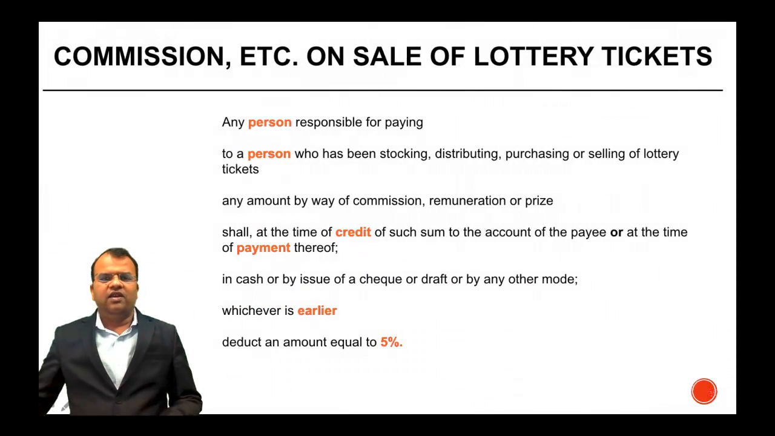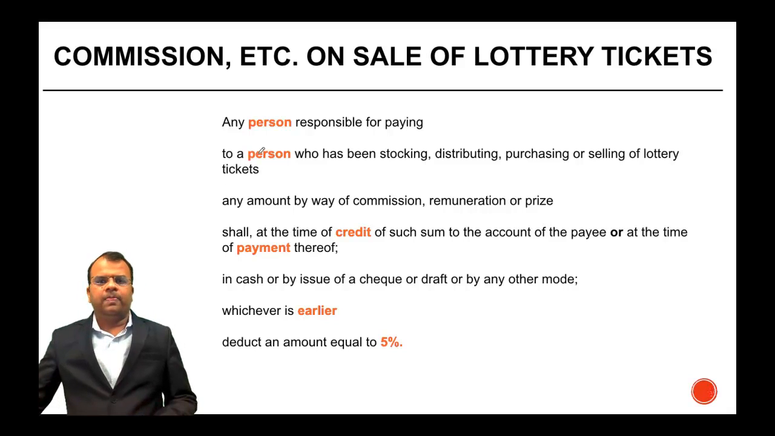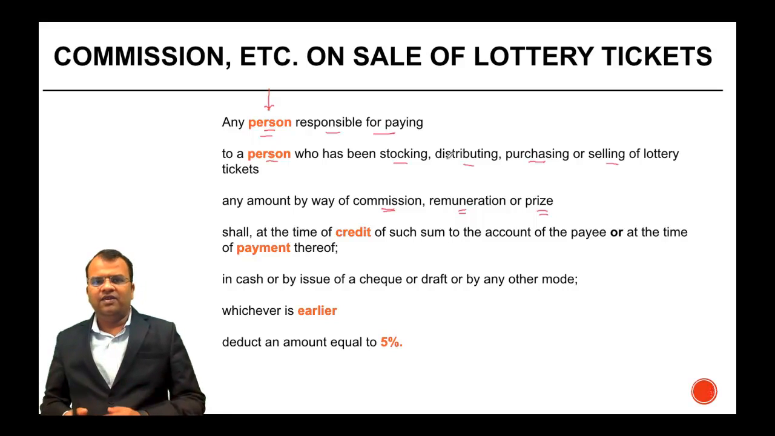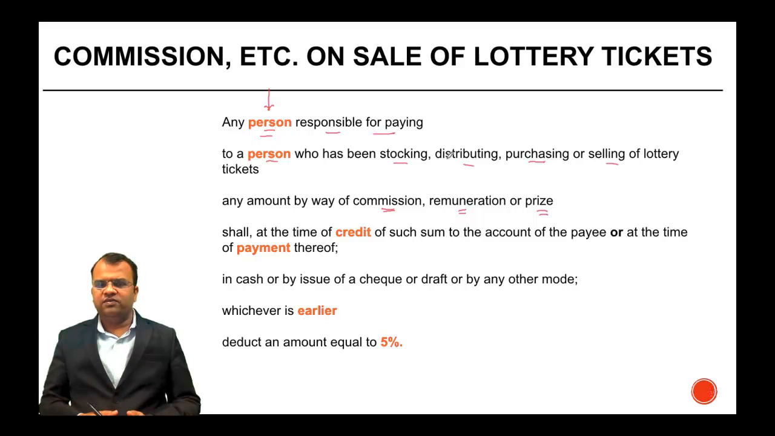So what does this section read? It reads as any person, whether a resident or a non-resident, responsible for paying to a person who has been stocking, distributing, purchasing or selling of lottery tickets any amount by way of commission, remuneration or price. So what is the role of a person who's getting the commission? He might be a stockist, he might be a distributor, or he might actually be engaged in purchase and selling of lottery tickets.